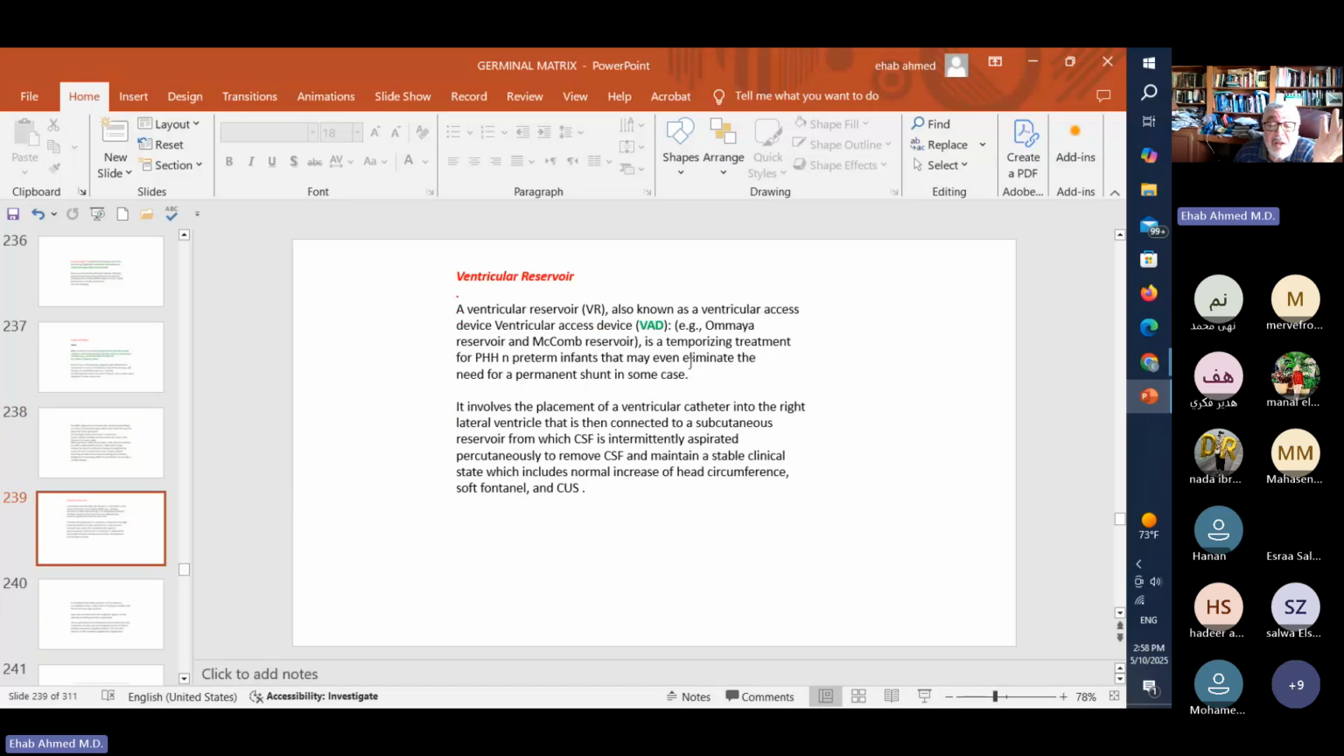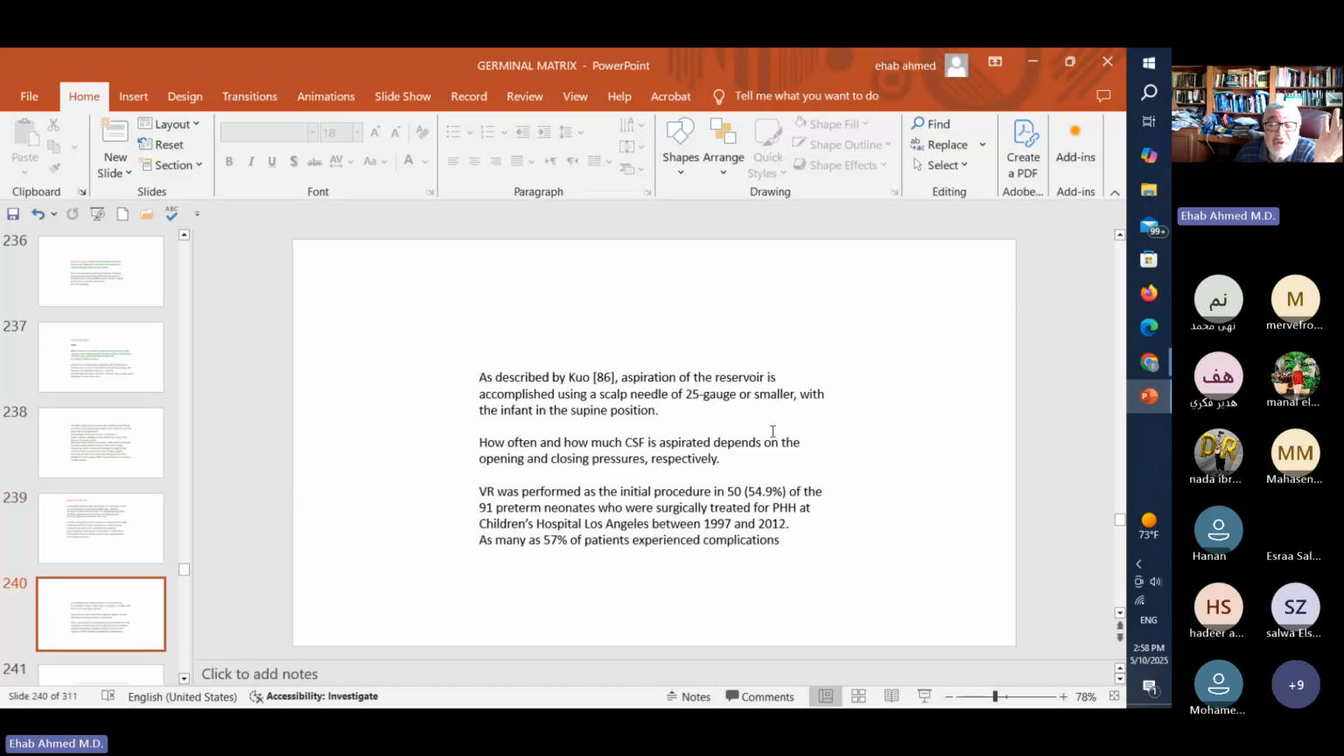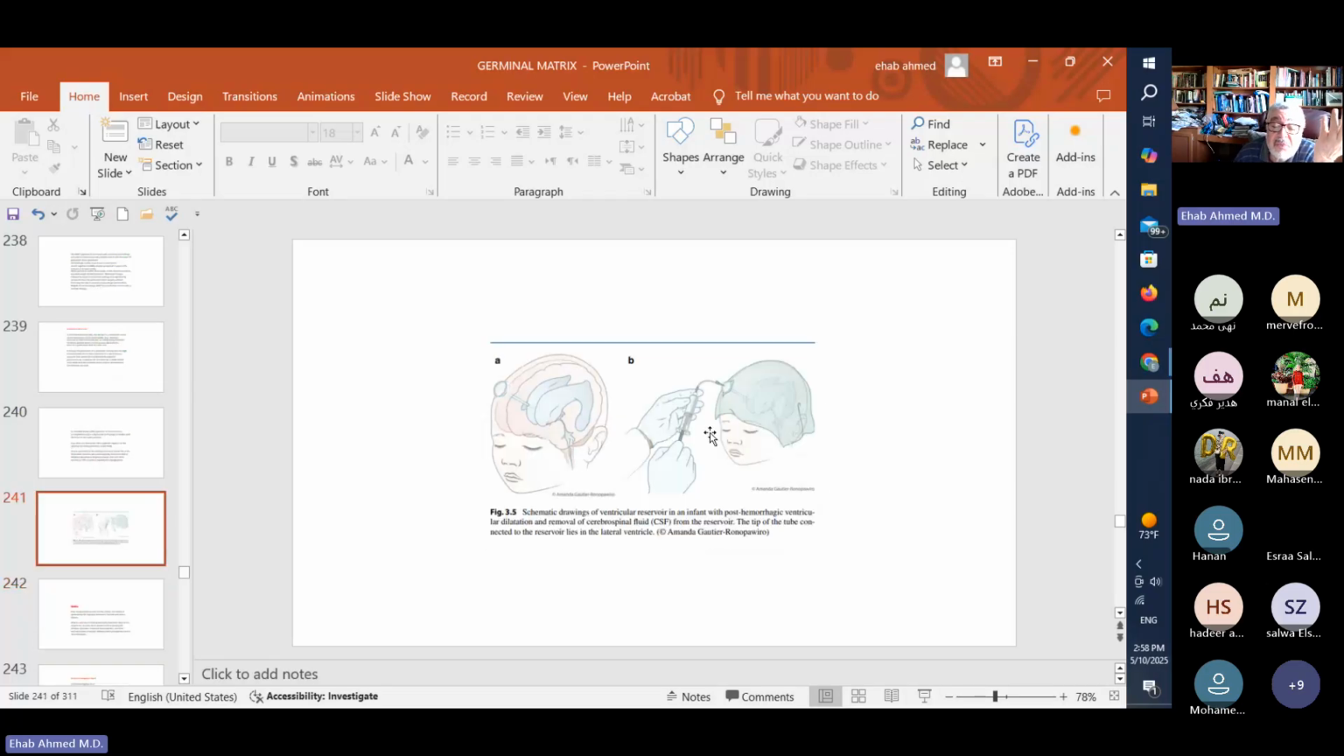So this is the VAD, which unfortunately you don't have. Yes, this is the ventriculostomy.